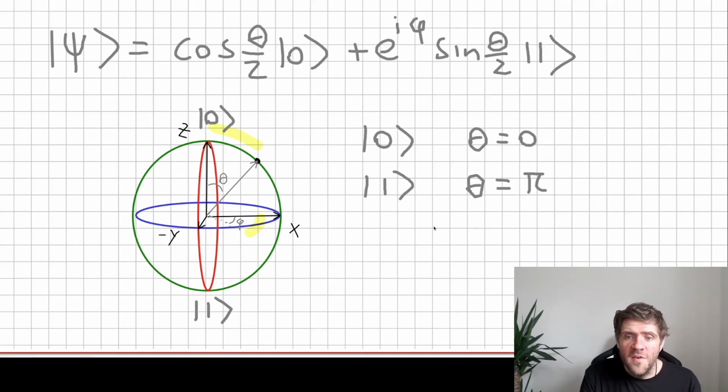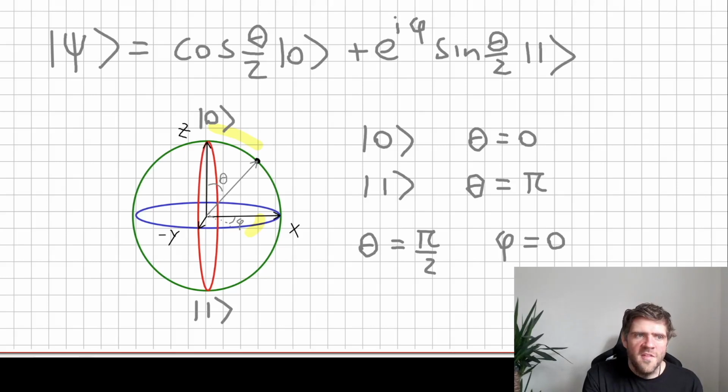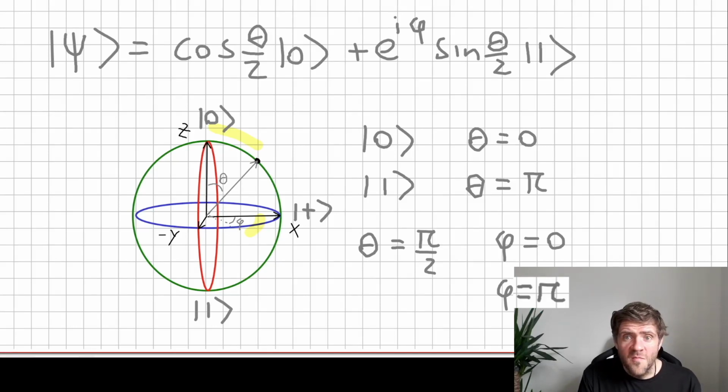Now the other states we have been looking at, such as plus and minus, are all on the equator, so they have theta equals pi by 2, and for phi equals 0, you are pointing along the x-axis, so that's your plus state. For phi equal to pi, then your e to the I pi is minus 1, so you have a minus here in the superposition instead of a plus. So you have the minus state, and the y-basis states are pointing along the y-axis.